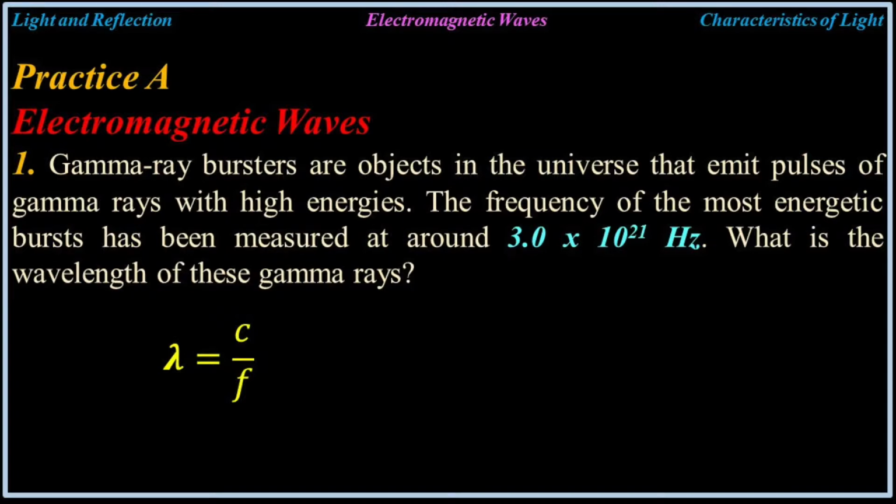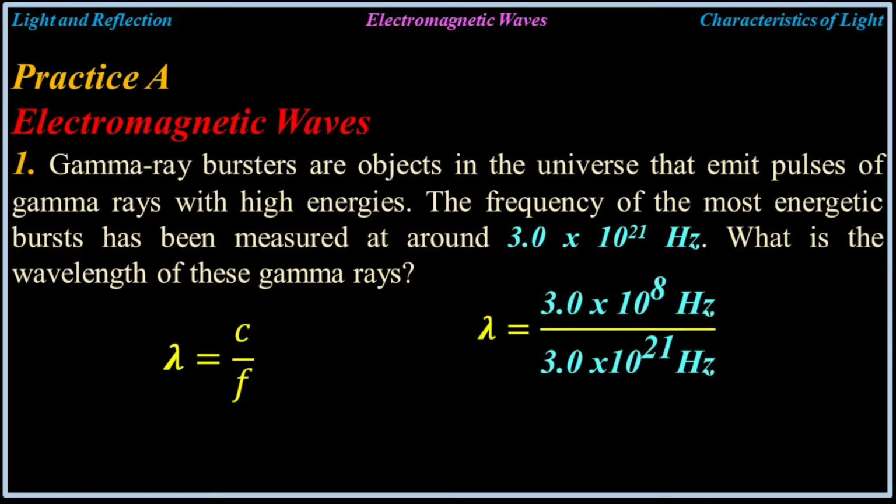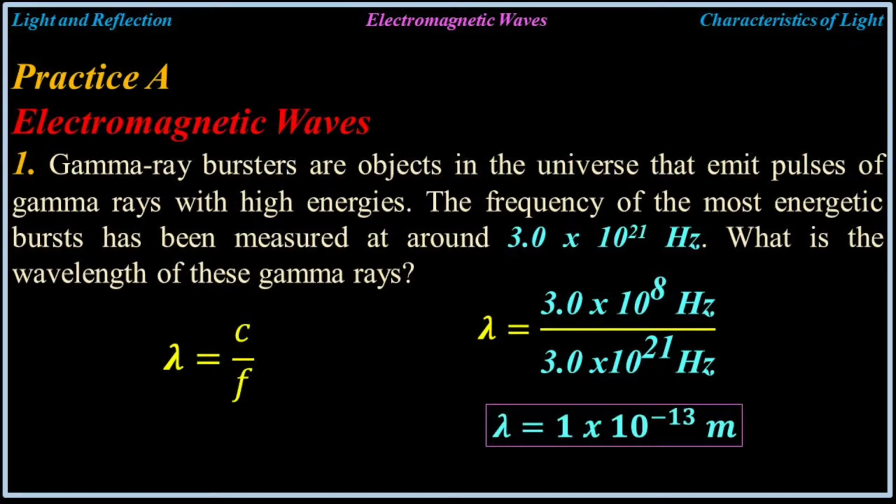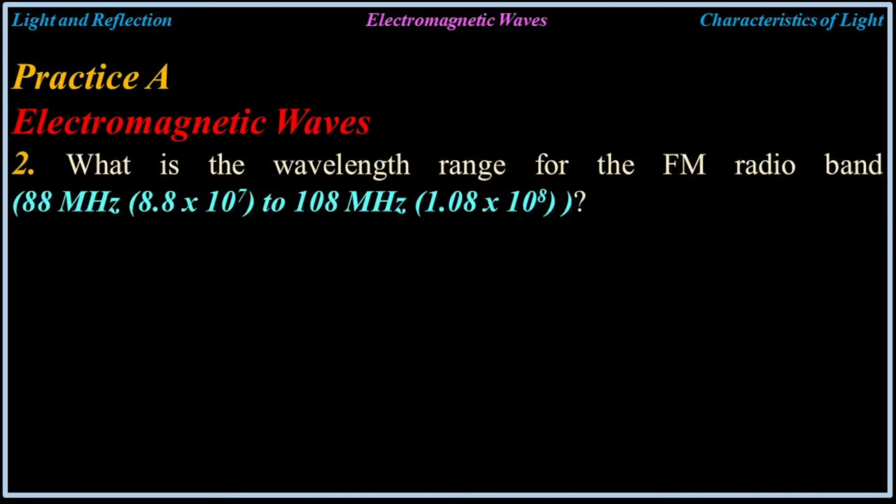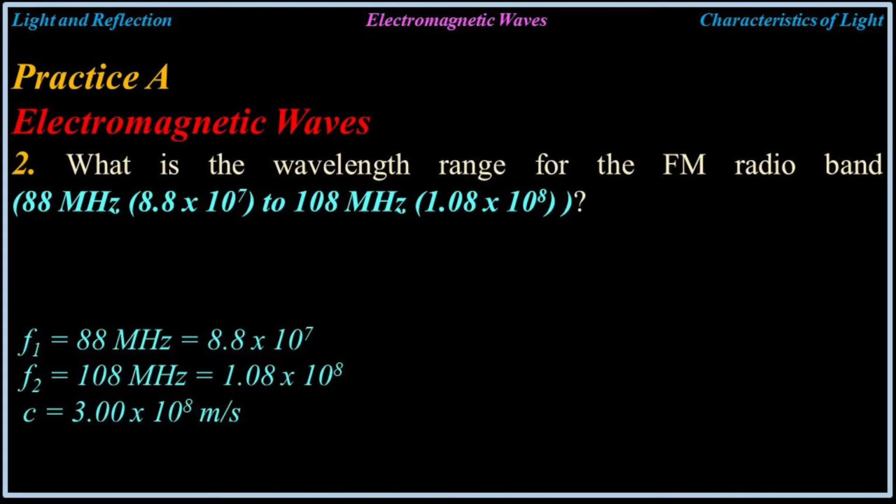And the relationship between wavelength and frequency. That's a pattern that should become obvious to you. So you can see that it's very small, 1 times 10 to the negative 13th meter. And so that's going to be very small. And here's the next one.